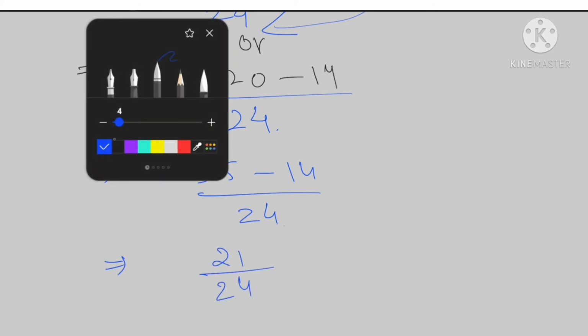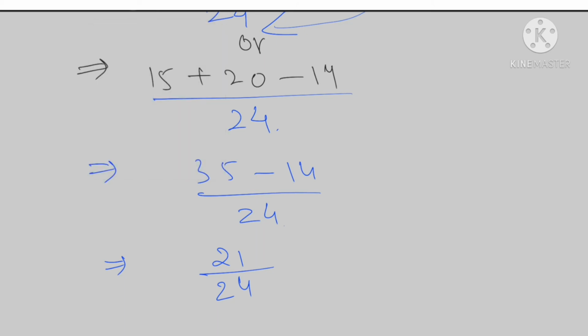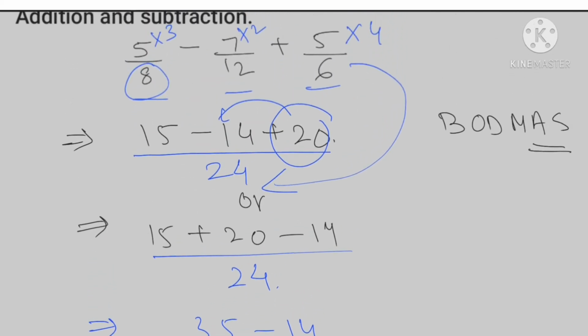Now we cannot end the sum like this because it is getting cut. 3 sevens are 21, 3 eights are 24. So your answer to this is 7 by 8, and this is your answer to this simplification of the sum.